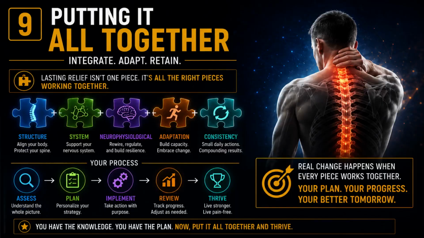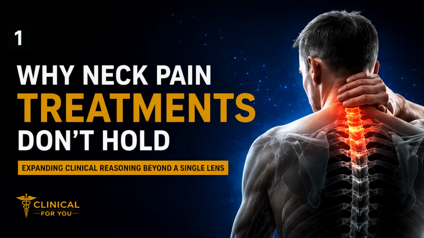A simple way to use this tomorrow. If you want to keep this practical, reduce it down to 4 questions. What am I seeing locally? What else might be contributing? What state is this system in? What needs to happen for this change to hold? That's it. You don't need more complexity than that.